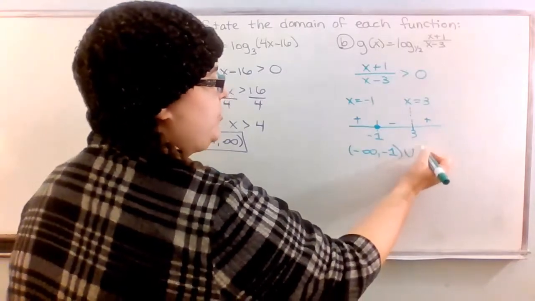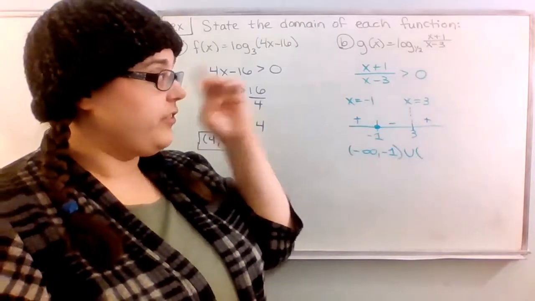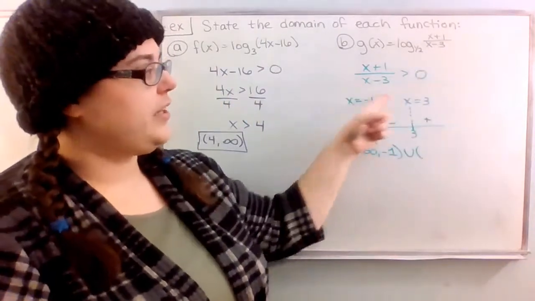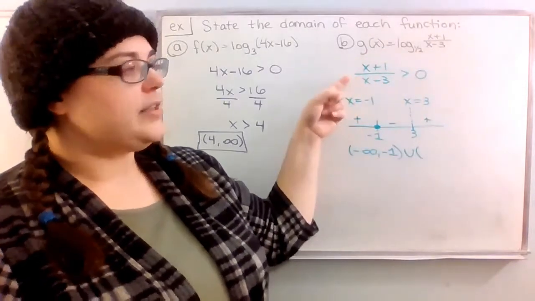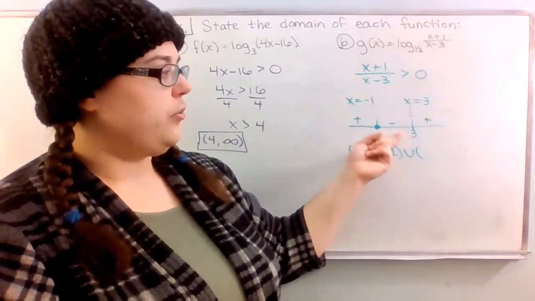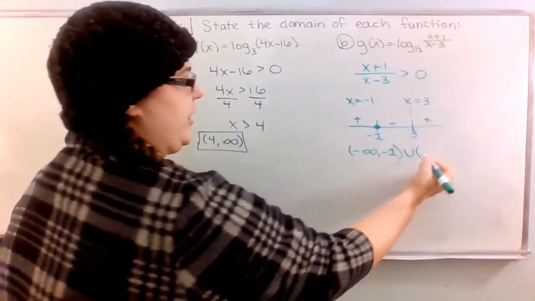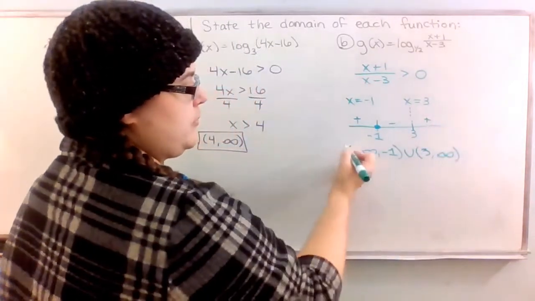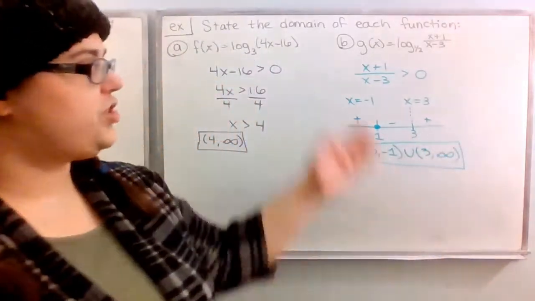And then we're going to union on. And here's where the denominator of the fraction part is going to be built into finding this inequality with the rational expression. Because in this rational expression, x can't be 3 anyways, so we would not be including the 3 anyways. So we're going to start out at 3, and we go up to infinity. So there we go. That's our domain for g of x.